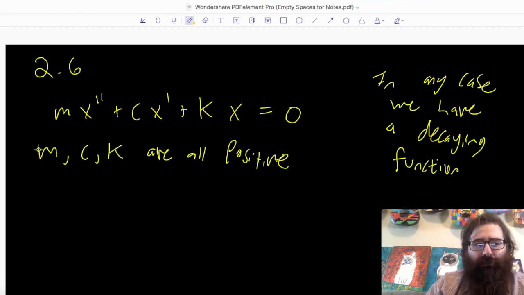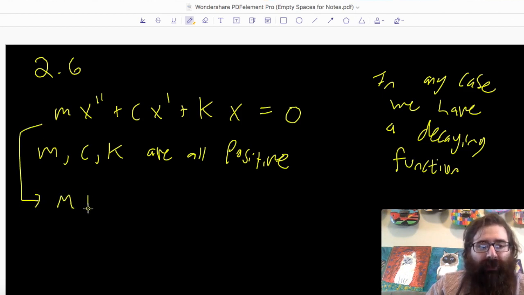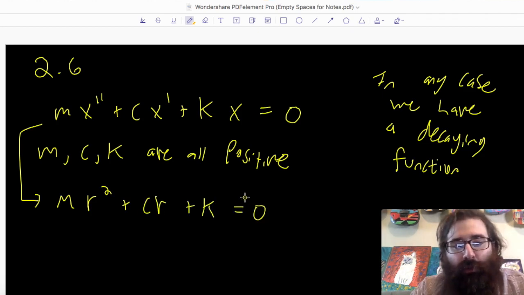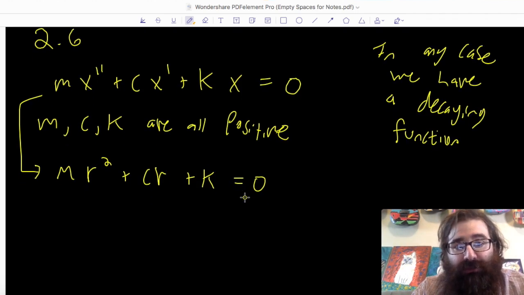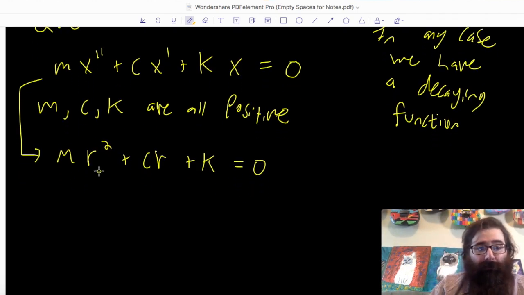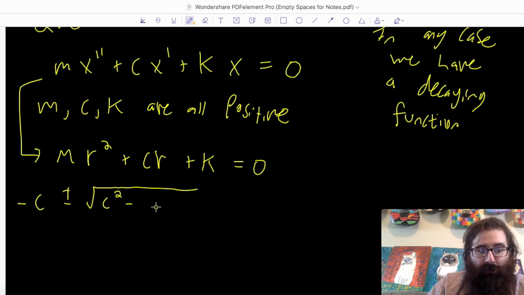But what I want you to notice from this is that when I build a characteristic equation, m r squared plus c r plus k equals 0, when I go to find the roots, I'm using the quadratic formula. So that's negative c plus or minus the square root of c squared minus 4 times k times m, all divided by 2 times m.